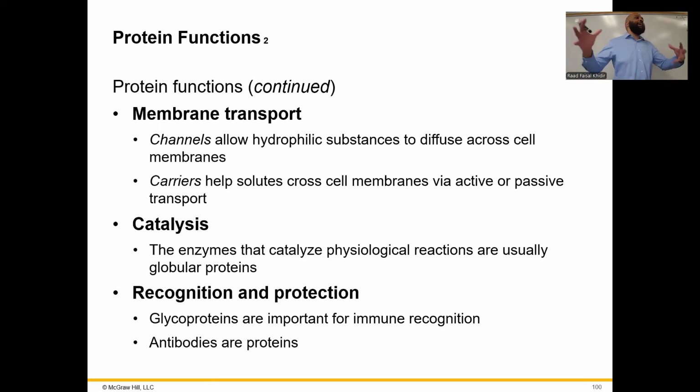So carriers carry glucose from an area of high glucose concentration to an area of lower glucose concentration. And then we have channels that allow the passage and the diffusion of molecules from an area of high concentration to an area of low concentration. Then we have catalysis. Catalysis, we talked about that.